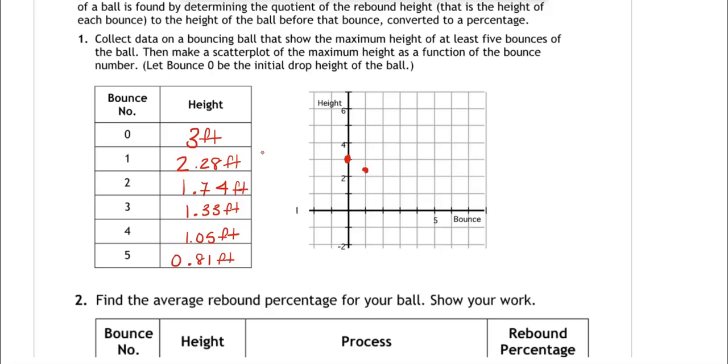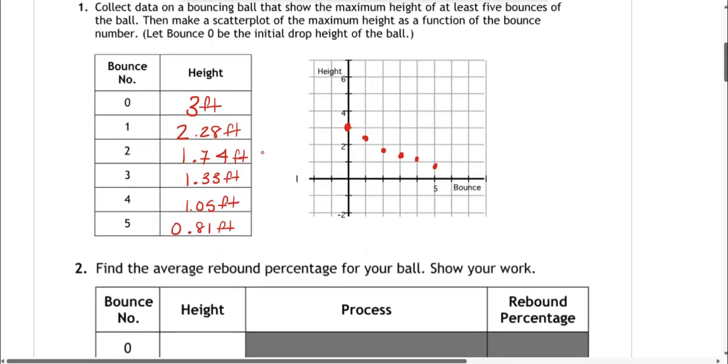And then bounce 2 was 1.74, so it's about here. Next one would be 1.33, which would be about here. Bounce 4 was 1.05, so it would be just above the 1. And then 5 is 0.81, which would be just below it. So I've got this kind of graph going here. All right, that's just of that.